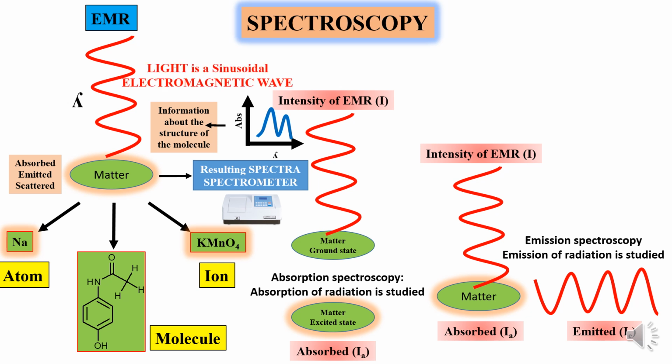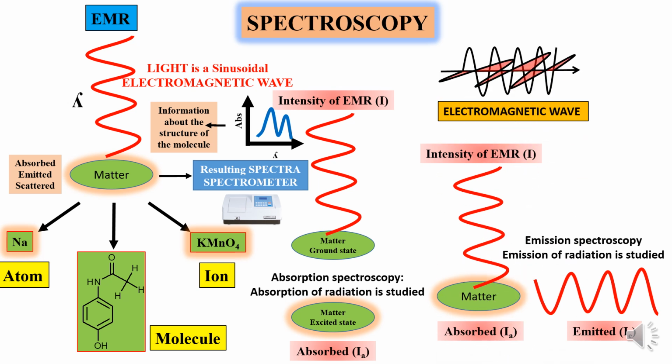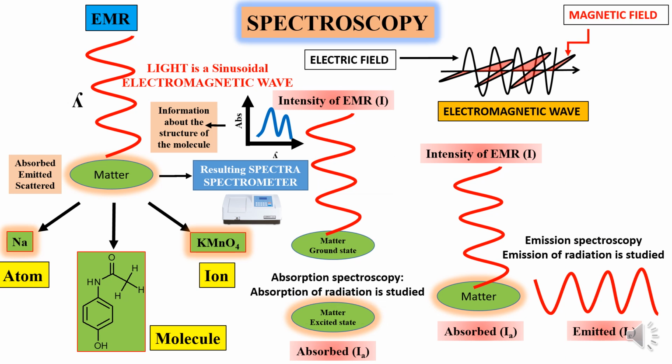And we all know that light is a sinusoidal electromagnetic wave. An electromagnetic wave is made up of two components. One is the electric field component, and the other is the magnetic field component. These two components are mutually perpendicular to each other. That is, both electric fields and magnetic fields are oriented at right angles to each other.